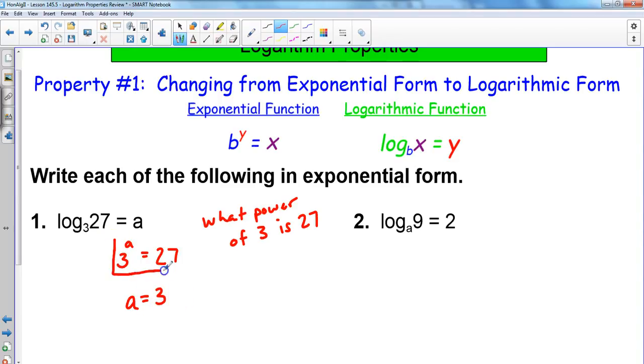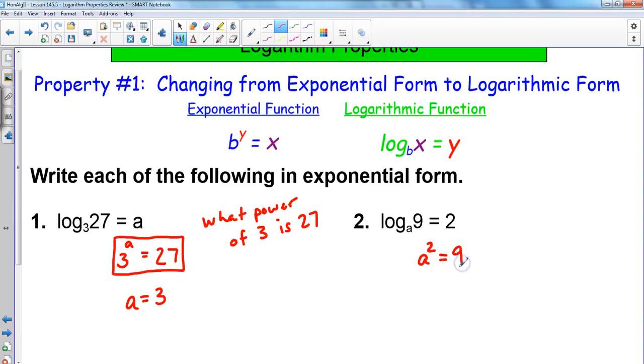This is an exponential form, and we can actually go forward with a little bit of logic and figure out that a is equal to 3, because we know 3 to the third equals 27. Same deal here, we've got a. That's what's being raised to the power. The power of that is 2. And that's equal to the argument of the logarithm, or what's inside the logarithm.